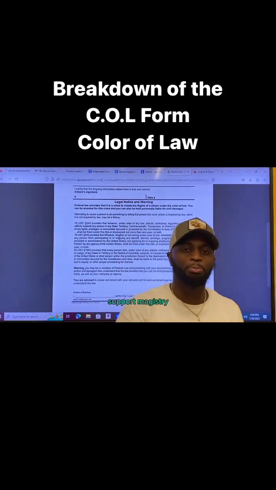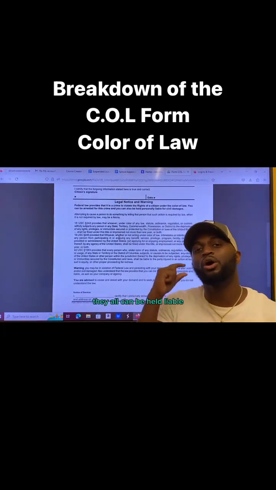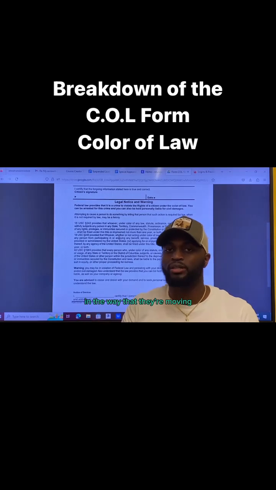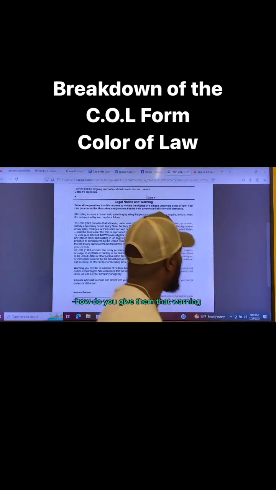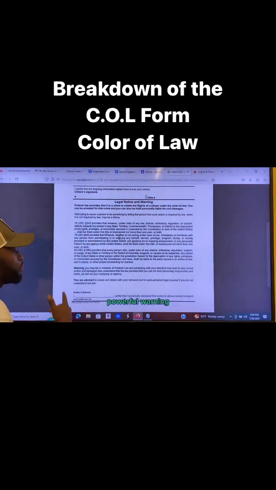That means the support magistrate, the opposing counsel, they all can be held liable. So you're giving them a warning that if they continue to move in the way that they're moving, you can sue them. How do you give them that warning? This form does everything. Guys, it's powerful.